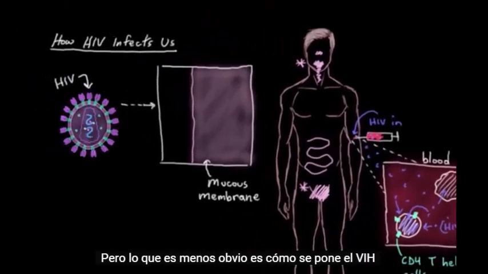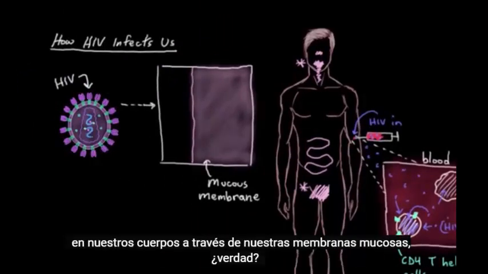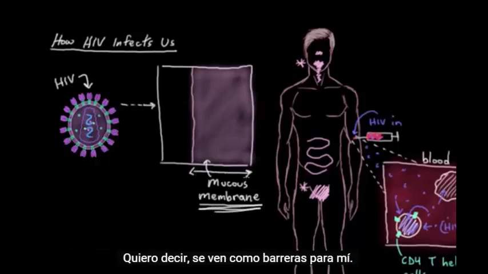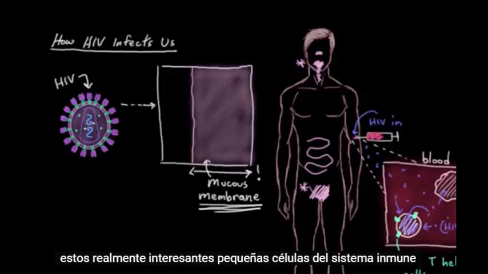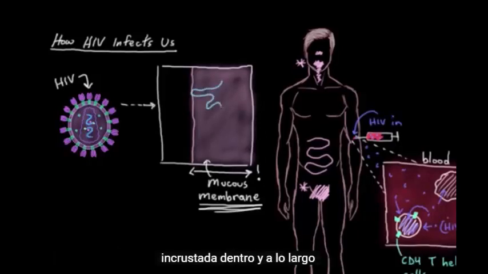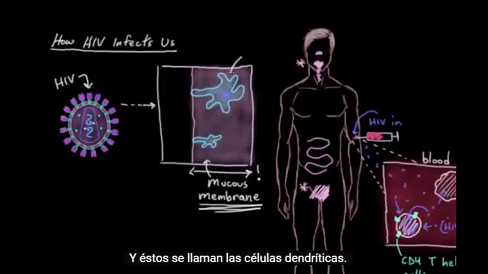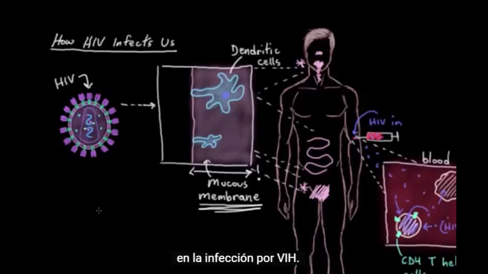But what's less obvious is how HIV gets into our bodies across our mucous membranes, right? I mean, they look like barriers to me. Well, it turns out that we have these really interesting little immune system cells embedded within and throughout our mucous membranes. And these are called our dendritic cells. And these cells are really quite key in HIV infection.